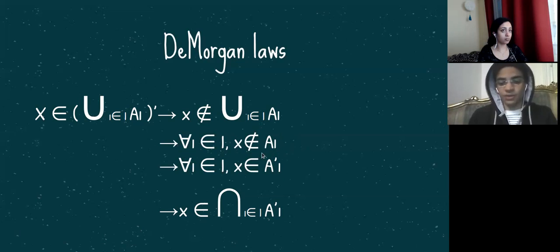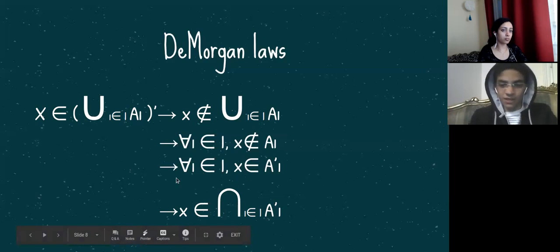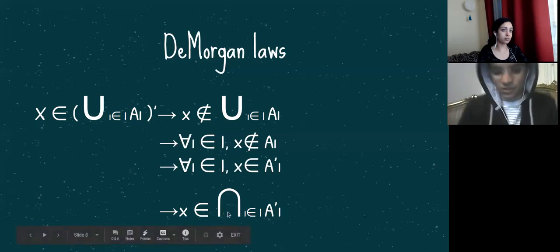So here I will use the definition of dash, or complement. Then I can have that for all i belongs to I, x belongs to A dash sub i. I know this just because x does not belong to A sub i, then x belongs to A dash sub i. So this is just the definition of what it means to take A dash. And this is just the definition of the intersection: that for every single index i, x belongs to A dash sub i. So this is just the intersection of all the A dashes that I have.